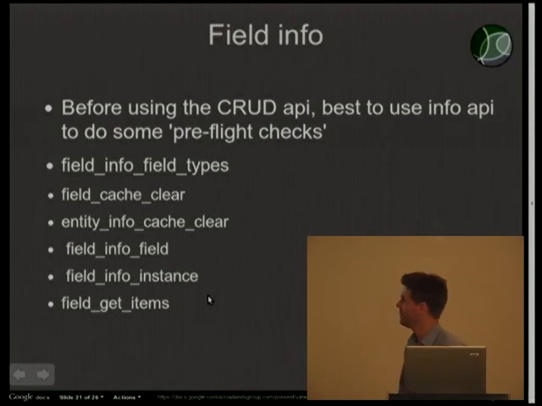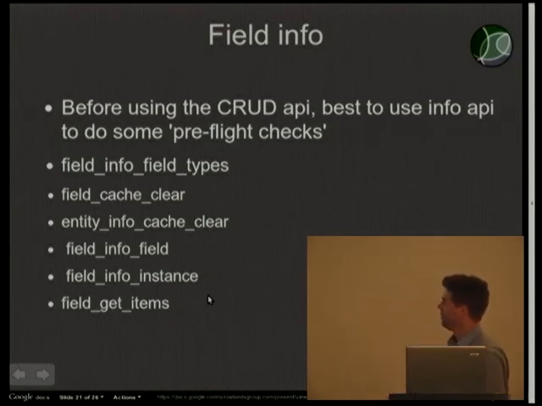Another companion function is entity_info_cache_clear. If you're using the field API CRUD to put an interval field on a product entity, you need to make sure that the bundle of that product entity actually exists, and that Drupal knows about it, so you call entity_info_cache_clear to make sure that Drupal's up to date on what it's got available to it.